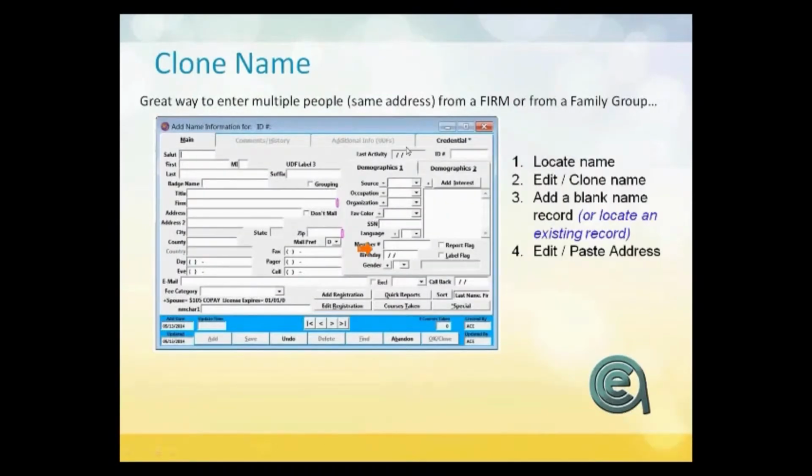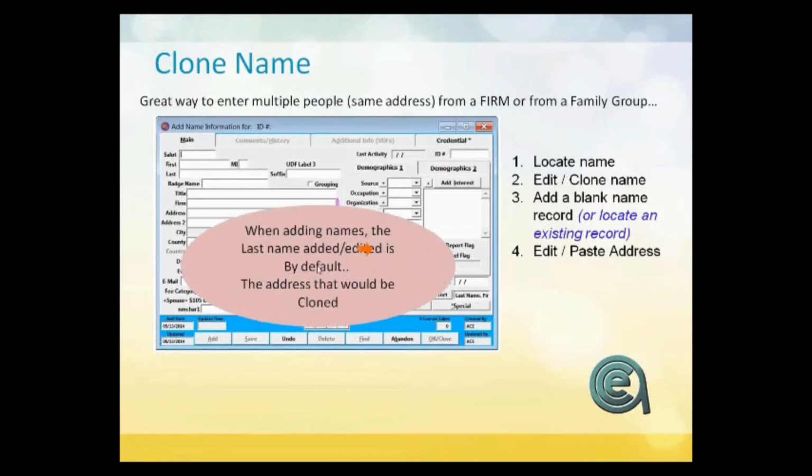All right, cloning a name. Great feature, especially if you're entering multiple people, same address, from either a firm or a family group. What you do is you find the name that you want to clone, or if you're adding a name record, the last name that you added or edited is automatically stored to the to-be-cloned database. It's like a clipboard. It stores the last name address to the clipboard. So to make a second one, you add a blank name record and do paste address.